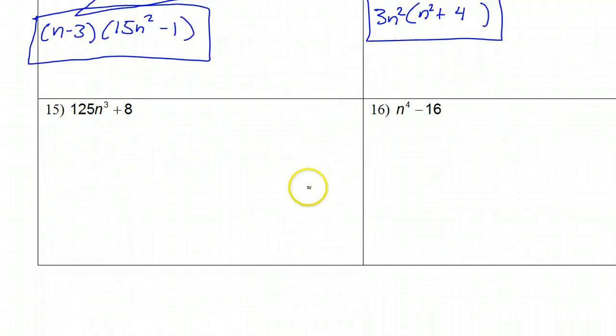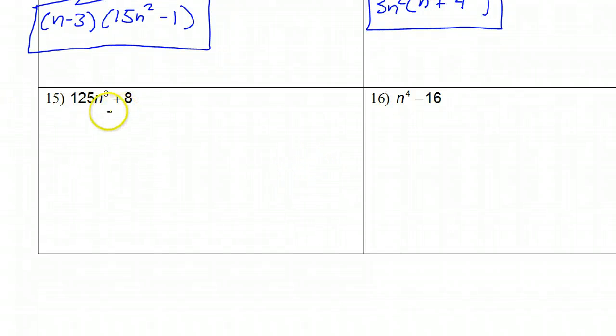Alright, number 15. You have to recognize this as the sum of two cubes. Whether it's the sum or the difference of two cubes, it's really the same pattern. It's always going to factor as a binomial and then a trinomial. A 2-piece and a 3-piece. The binomial comes from the cube root of each one of these things.